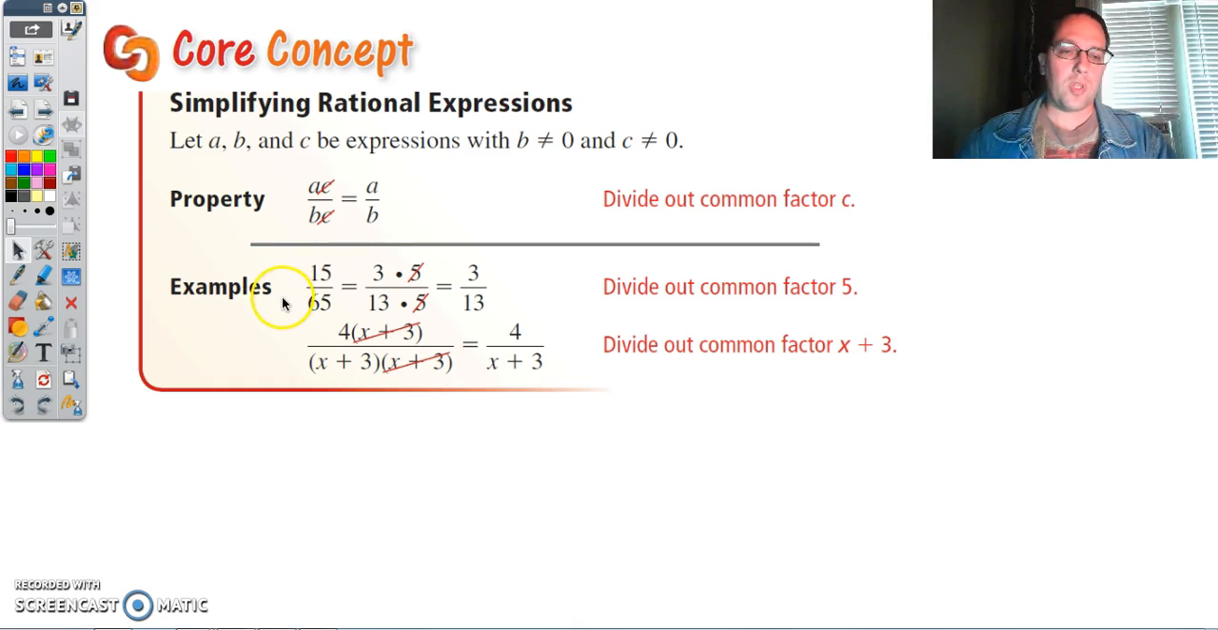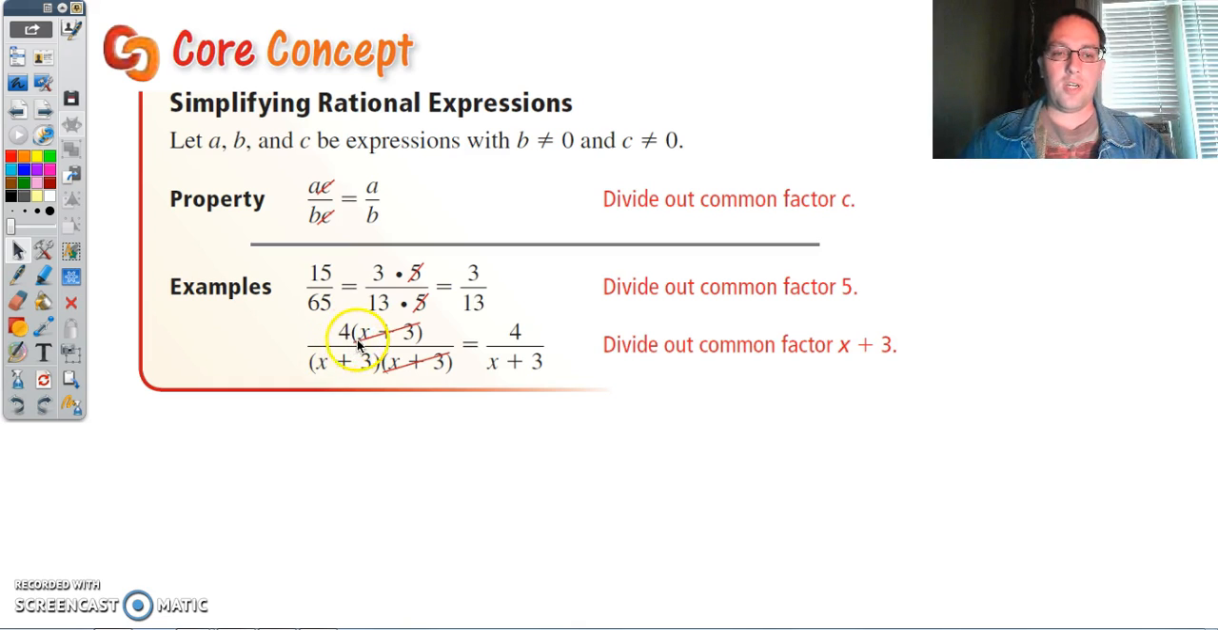All right. So if this was a fraction, you'd have 15 over 65. Well, you factor those out. 15 is 3 times 5. 65 is 13 times 5. They have this common factor of 5, so you factor that out, and it's just left with 3 over 13, right? Well, with a rational expression, you do the same thing.